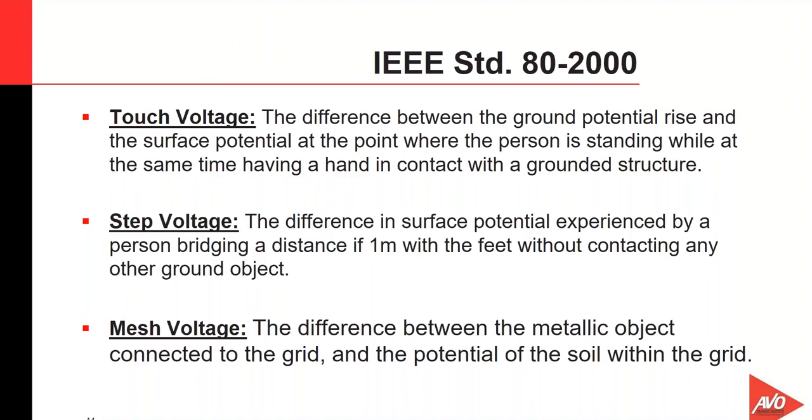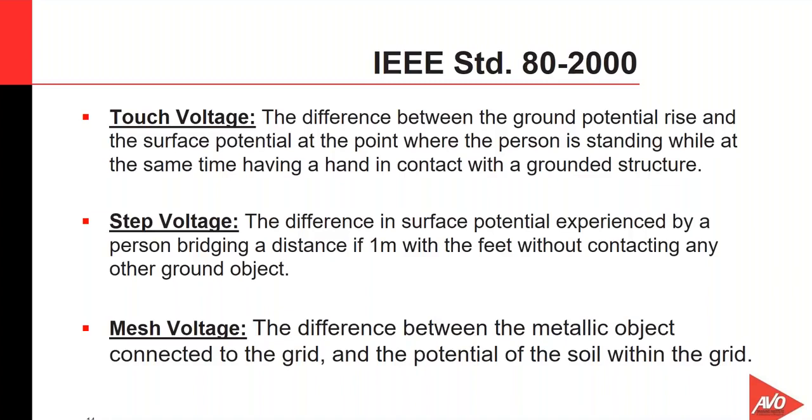Touch potential could be nearly the full voltage across the grounded object if that object is grounded at a point remote from the place where the person is in contact with it. So the key here with touch potential, of course, is going to be that difference between what that person is touching and the grounded object.